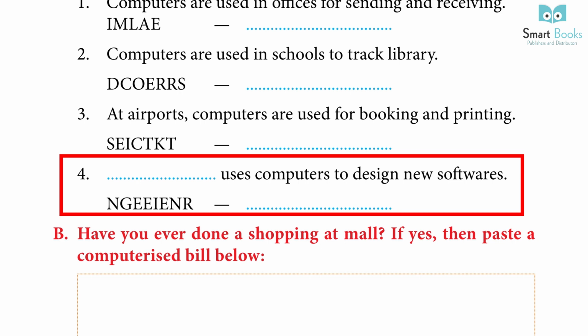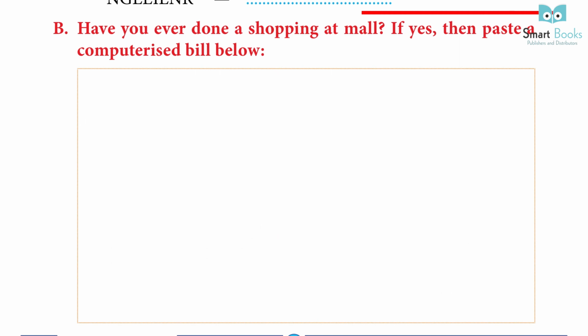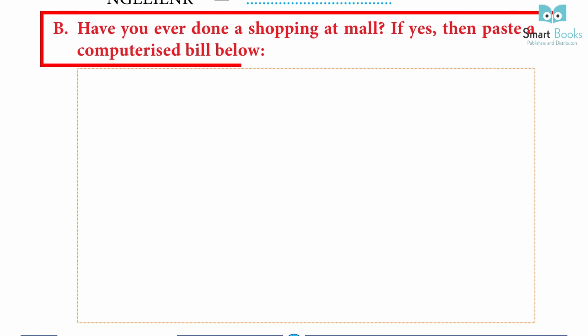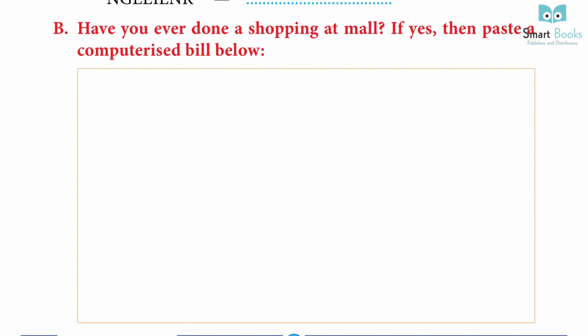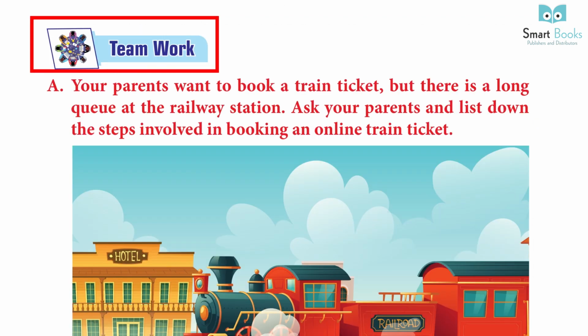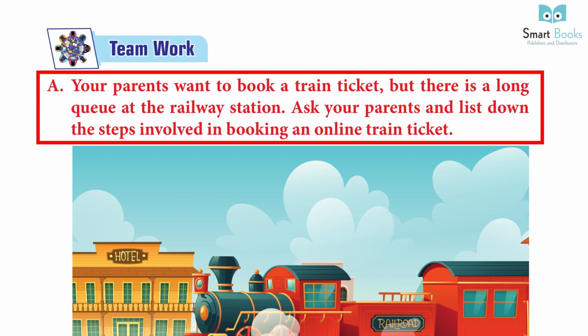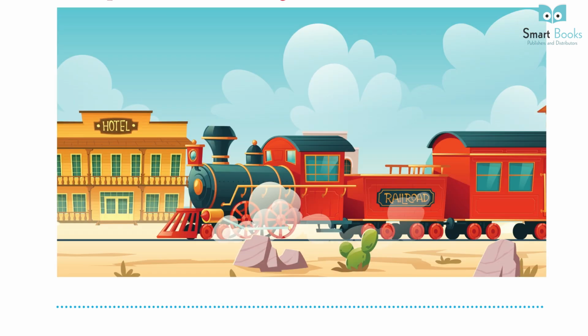B. Have you ever done shopping at a mall? If yes, then paste a computerized bill below. Answer: do it yourself. Teamwork. A. Your parents want to book a train ticket, but there is a long queue at the railway station. Ask your parents and list down the steps involved in booking an online train ticket. Answer: do it yourself.